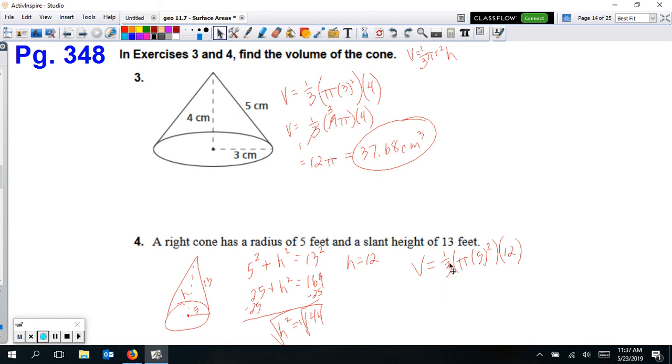Now we can also cross cancel 3 with 12. 3 goes into 12 4 times, so we could be doing that. Cross the 3 out, make the 12 into a 4, and now 25 pi times 4 is what we have left. That's 100 pi. So when we multiply 100 times 3.14, that would give us an answer of 314 feet cubed. Now it would be an approximate answer. Obviously, we could put a decimal to that more, but approximately to the nearest whole number, it's going to be 314 feet cubed.